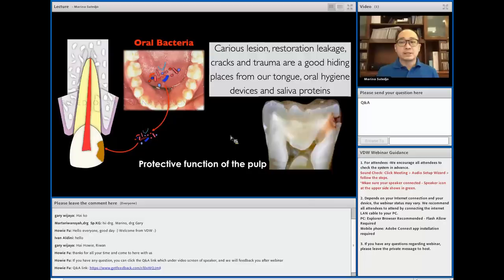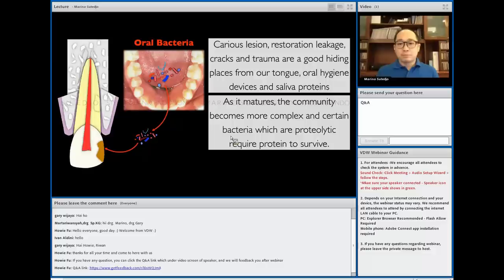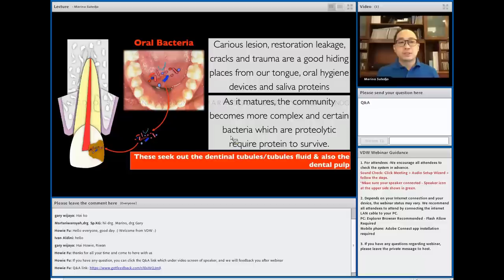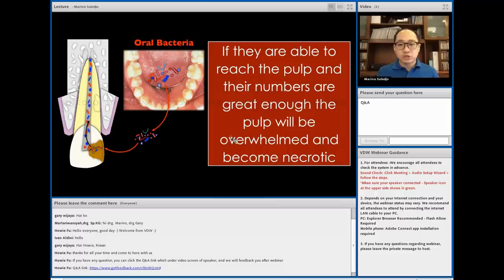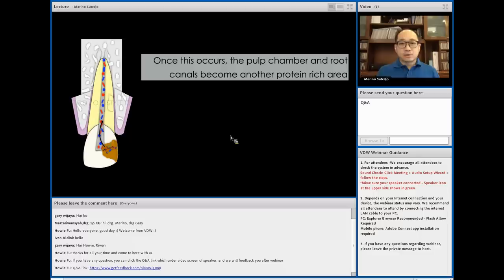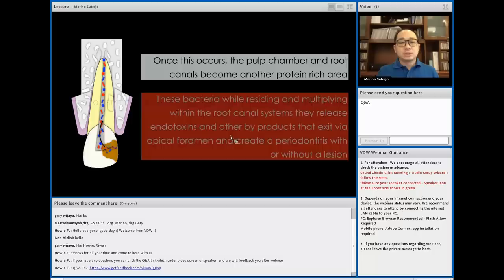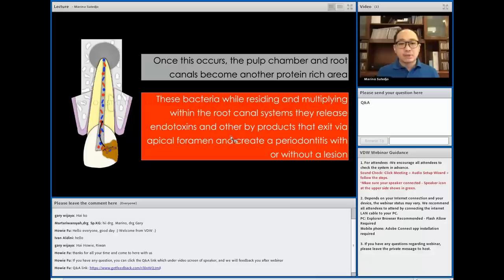And then when they are inside, they become mature and the community becomes complex, and they need more protein to survive. At that time, they will seek out the dentinal tubules. They need to seek fluid and also nutrients from the dental pulp. And if they exceed a very large number, the pulp will be overwhelmed and become necrotic. Once the necrotic pulp state has occurred, it is a very good condition for them because it is so rich in protein that the bacteria can multiply. When they multiply, they release endotoxins and create periapical inflammation, and this can create periodontitis, either with or without a lesion.